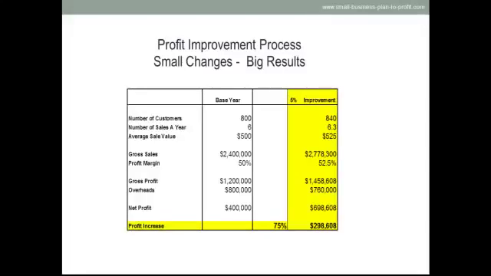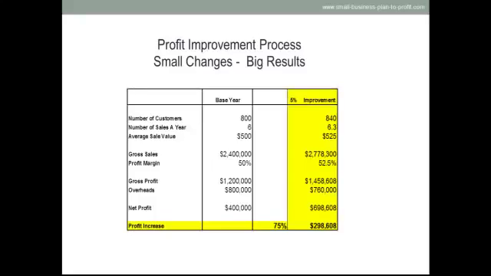So in summary then, for this module 2, the 5 steps to profit improvement, it's about remembering this chart. It's about the profit improvement process, the fact that very small changes can have massive impacts on your bottom line. In this example, 5% improvements across each of the key profit drivers in this business generated a 75% increase in its bottom line profit. Your business will be different. I can't guarantee that you will have the same result as this base business that I've used here.